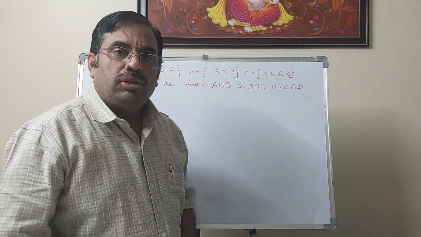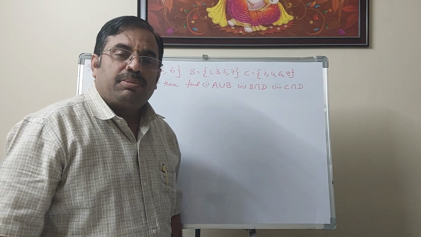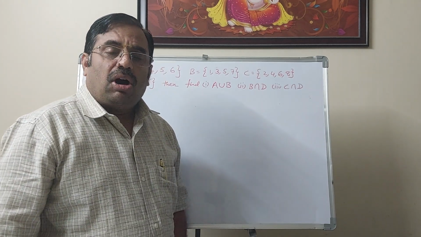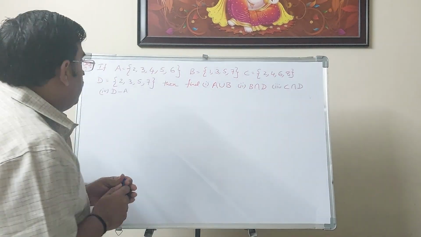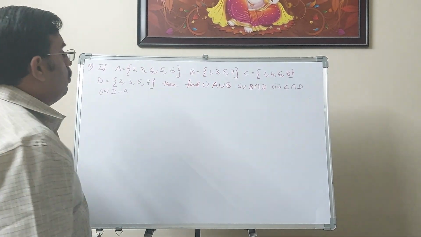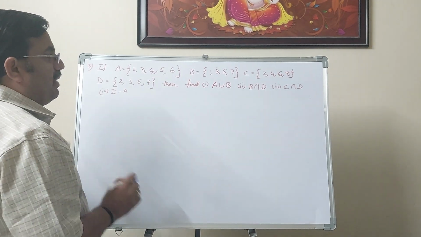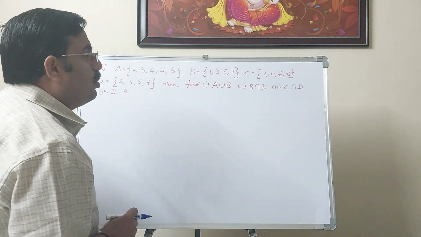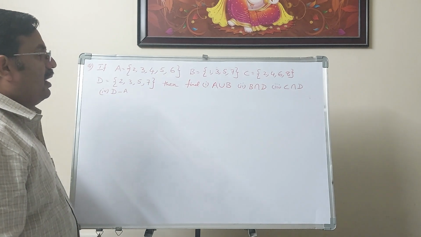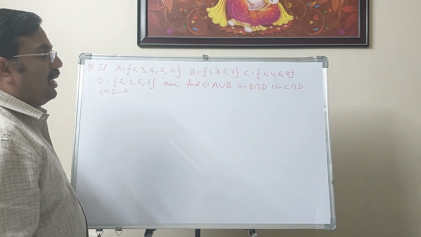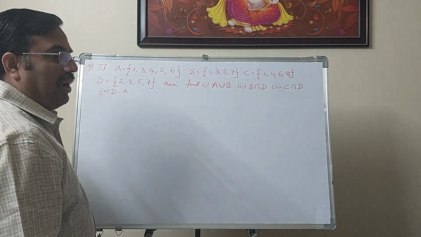Today we'll solve this sets question, which is a very important question in the 10th class public examination. That is on the basic operations on sets. See the question. If A = {2, 3, 4, 5, 6}, B = {1, 3, 5, 7}, C = {2, 4, 6, 8}, D = {2, 3, 5, 7}, then find A union B, B intersection D, C intersection D, and the fourth one is D minus A.